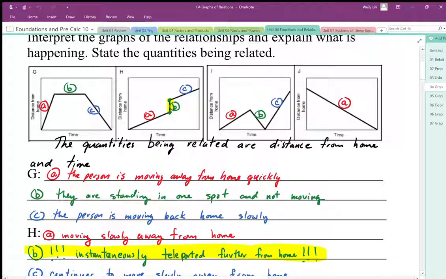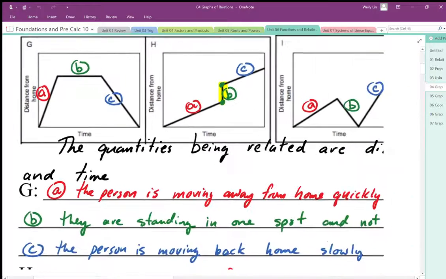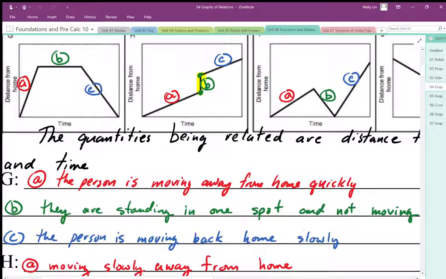If we took a closer look at graph G, it looks like it's going up, flattens out, and goes down. How we can describe what's happening in graph G is at part A, the person is moving away from home quickly. So here's home, and they're moving away. And since the slope of this is quite steep, it looks like they went quite a distance in a short amount of time, so they must be moving quickly.